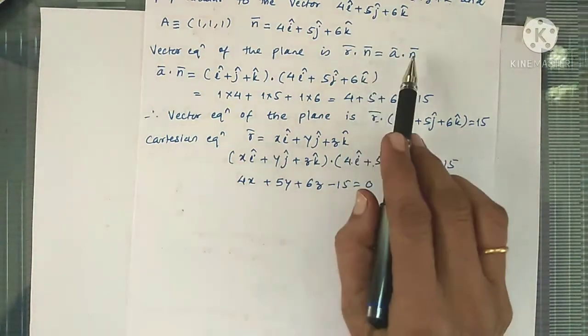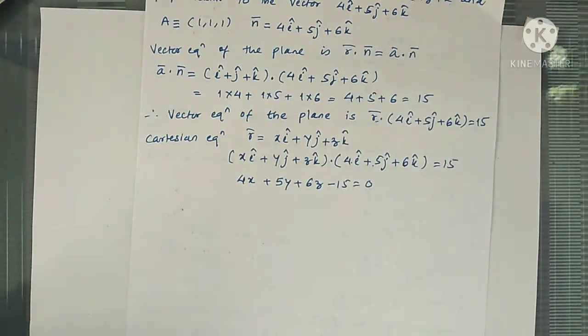R bar dot n bar equal to a bar dot n bar. And when we are going to use this form: whenever a normal is given and a point on the plane is given, in that case we have to use this scalar product form. Okay.